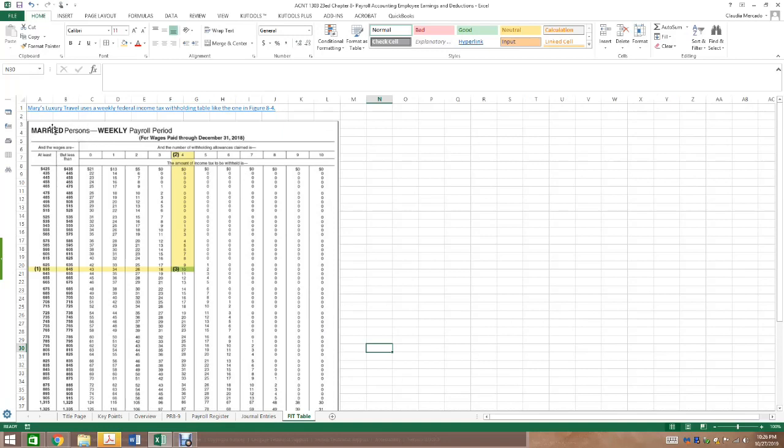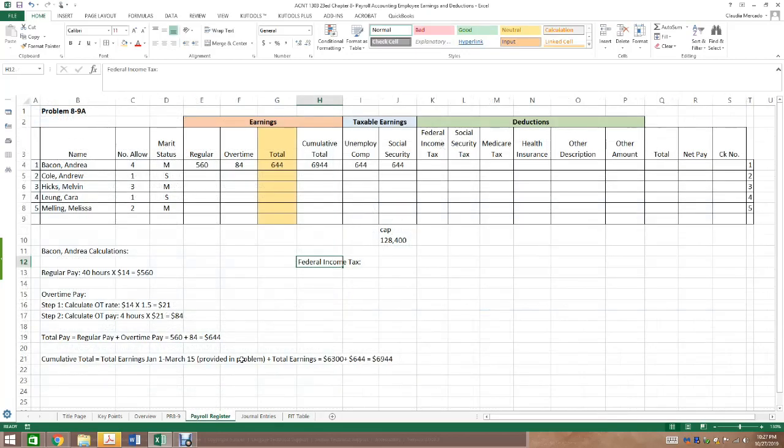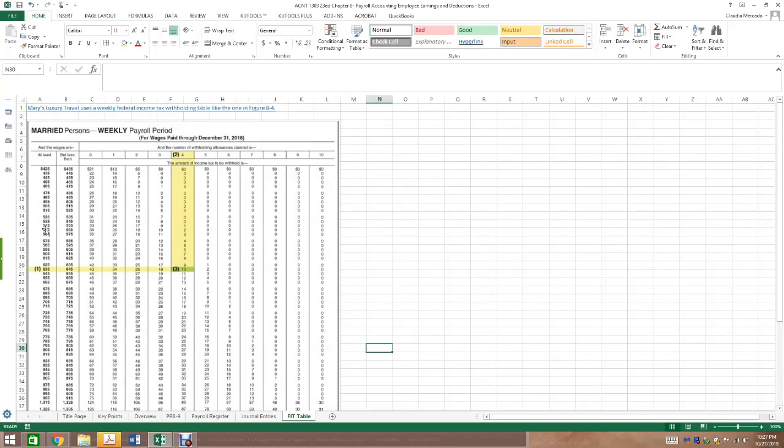This is for married persons. Okay. These are the amounts of earnings. Okay. These are the amounts of your withholding allowances that you're claiming. So the first step that we have to do here is calculate our federal income tax. So this particular week, Andrea Bacon earned $644. This is what we're going to be looking at, okay, total. Okay, so I'm going to go to my table and I'm going to look for the 644 tier. So it falls where? Well, it falls right here between 635 and 645.